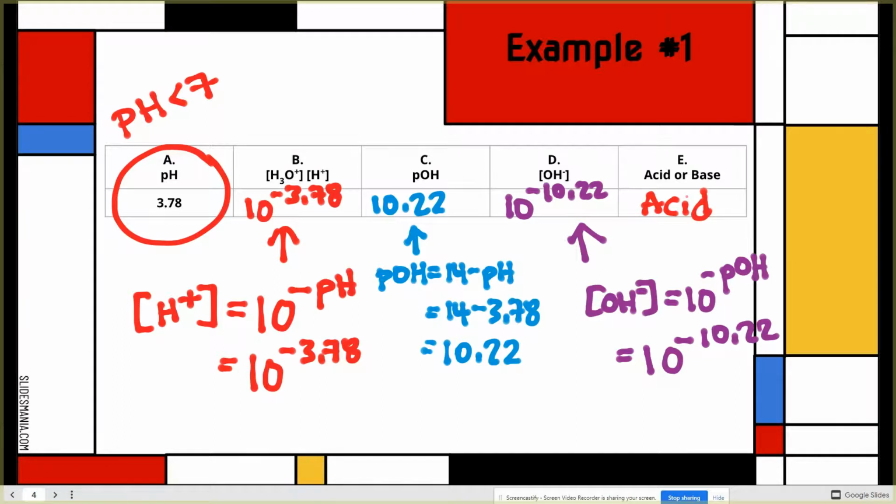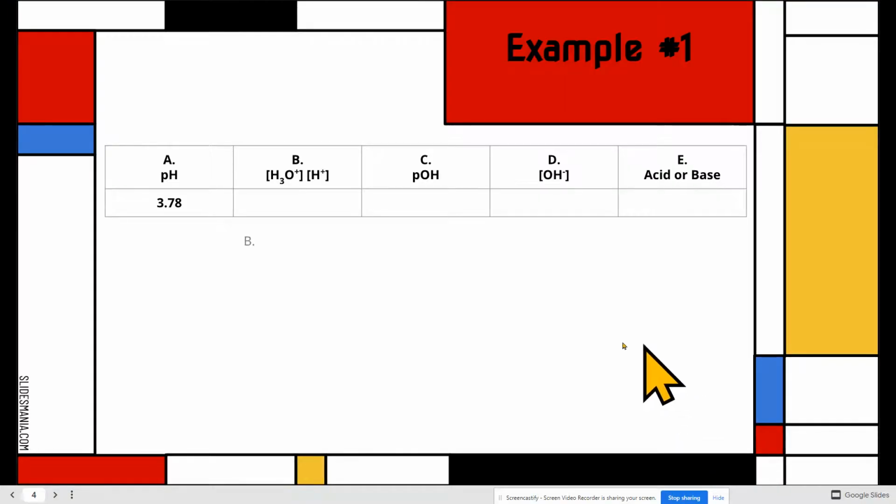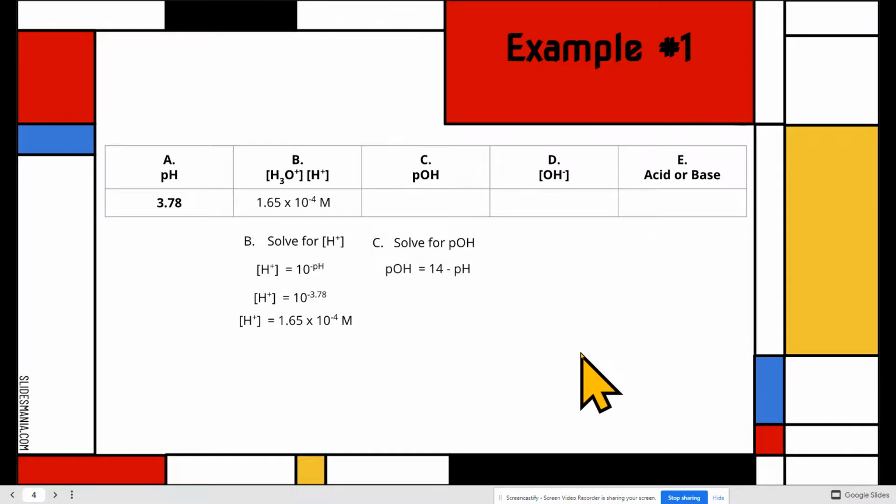So again, just take note of the formulas that we have. So let's try it again. Let's try another example right here. Okay, let's try example B.